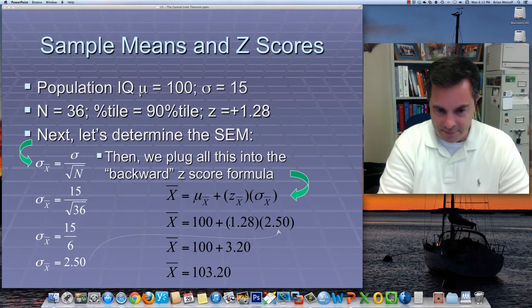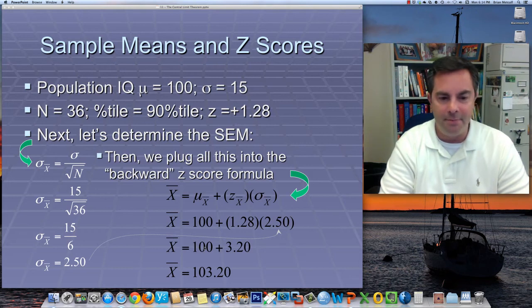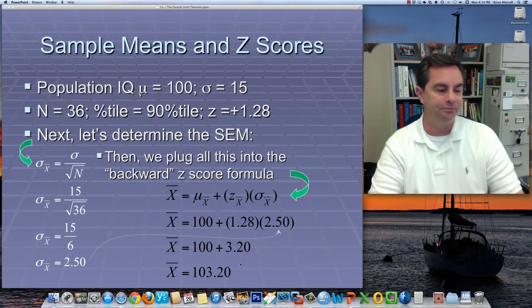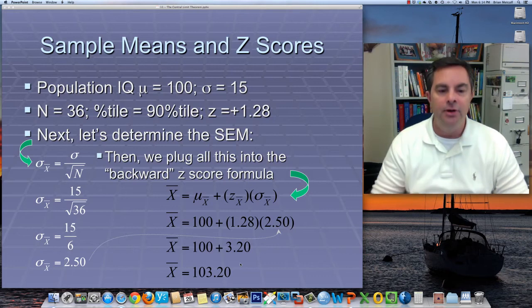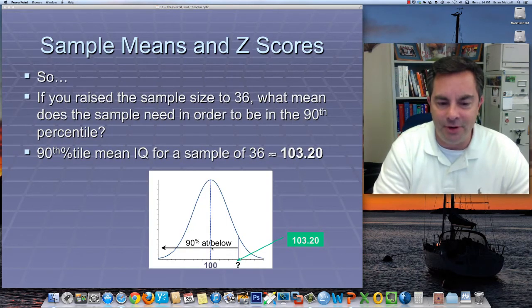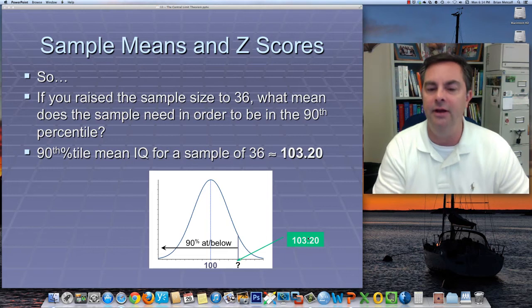Let's do this step by step. 1.28 times 2.5 is 3.2. Add that to the population mean of 100. So my mean is 103.2. There we go. The 90th percentile mean is a mean of 103.2. So the question again was, what is the mean needed to be at the 90th percentile? 103.2 is the mean that you need.